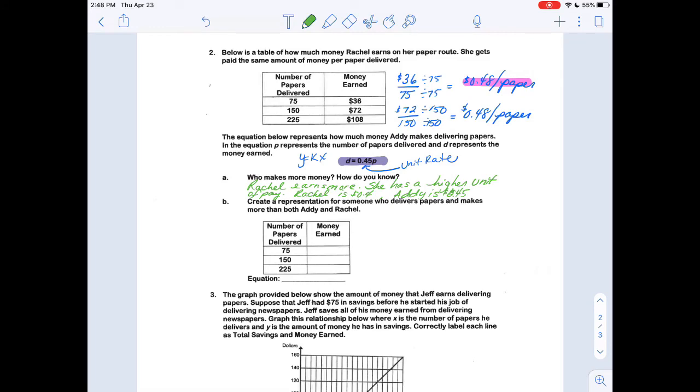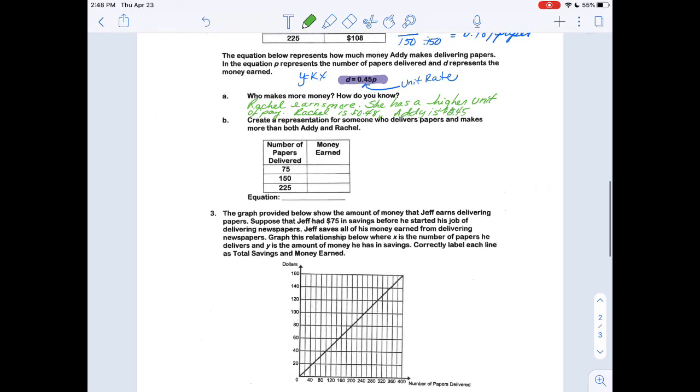There we go. Okay, so now what we're going to do is it's asking me to create a table for someone who makes more than both of those people. So it's got to be higher than 48 cents. So I'm going to pick something easy like, I don't know, 50 cents. So let's go ahead and fill in a paper. If you deliver 75 papers and you get 50 cents a paper, that's going to be $37.50.